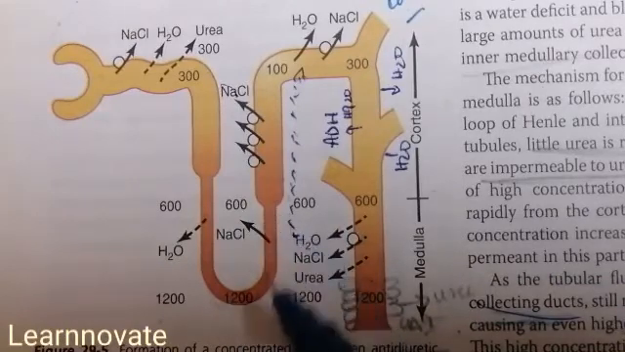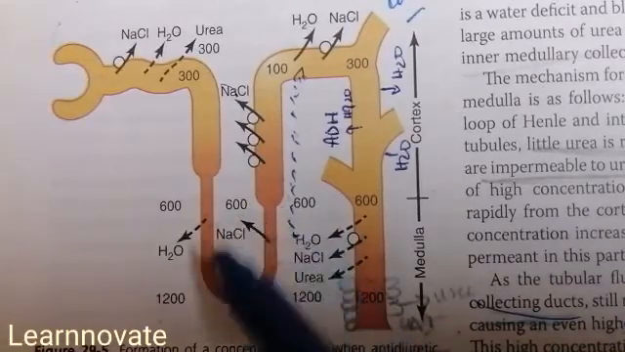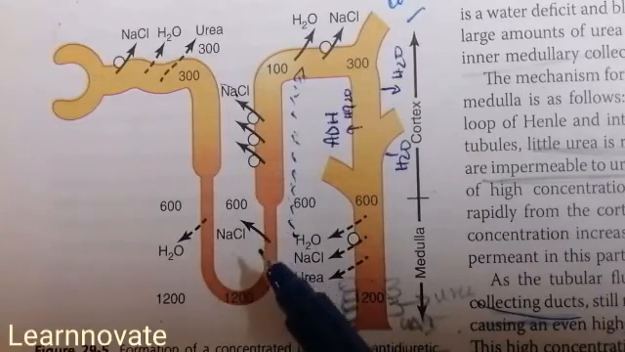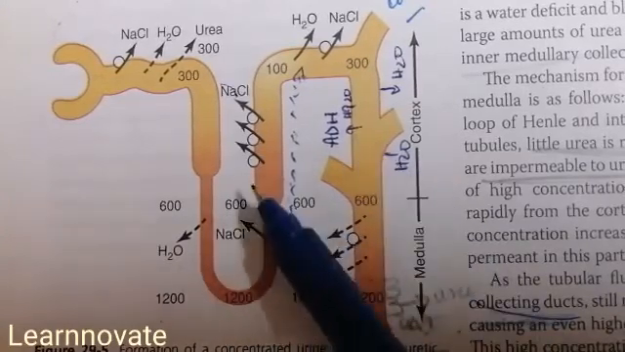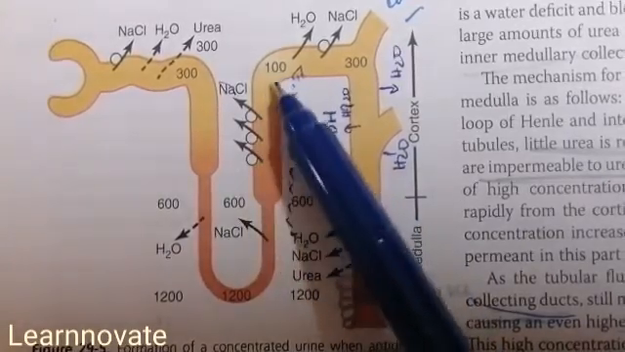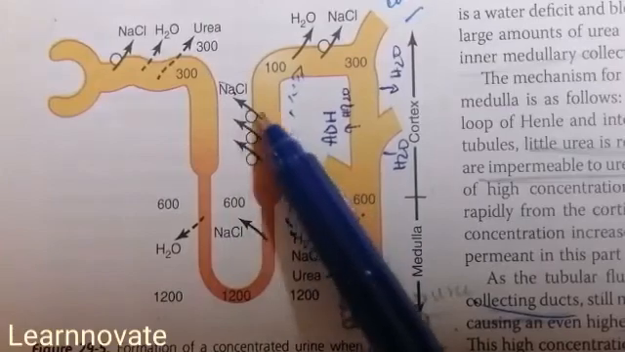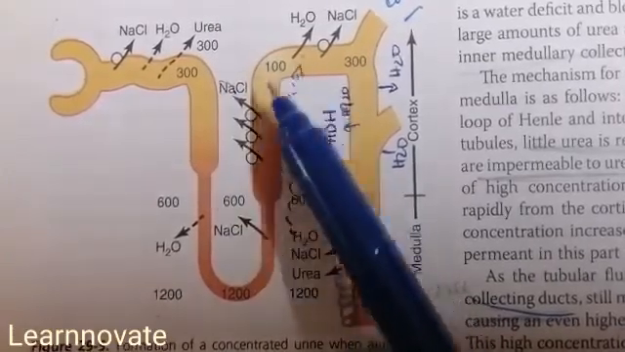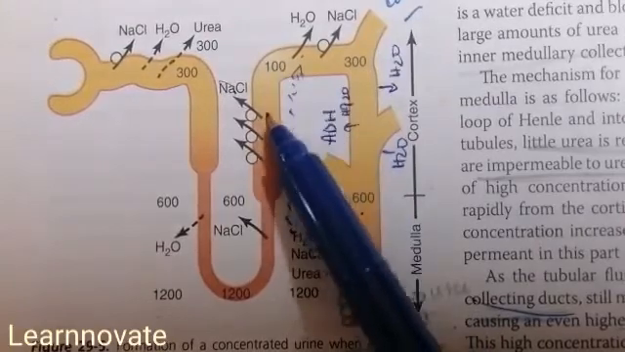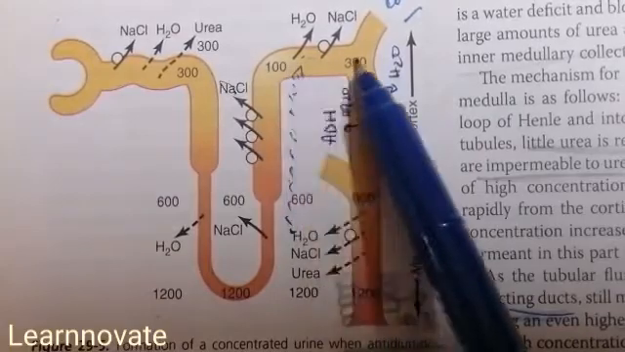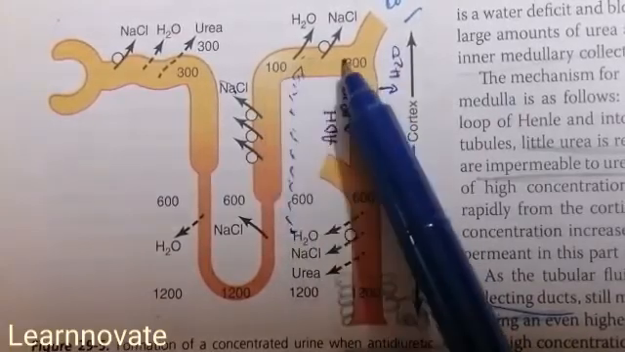Now coming to the loop of Henle, there is maintenance of the medullary interstitium by the countercurrent multiplier mechanism we have just discussed. Then this fluid goes upward through the ascending limb of the loop of Henle. There will be more and more reabsorption of the solutes, and the fluid remaining will be hypotonic, that is, low in solutes. So the hypotonic fluid will go upward through the ascending limb and then through the DCT.